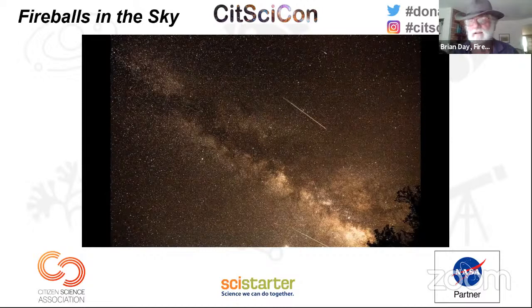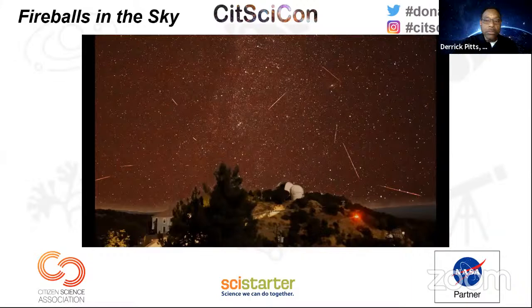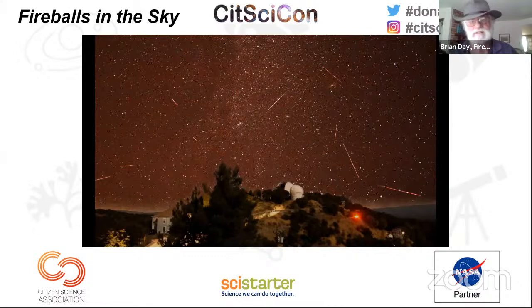This is a small piece of cosmic rock or ice, about the size of a grain of sand, burning up in the atmosphere. Typically, you'll see about one of those an hour on an average night. But periodically throughout the course of the year, we will have meteor showers when we get streams of dozens to hundreds of meteors an hour. These can be very exciting.